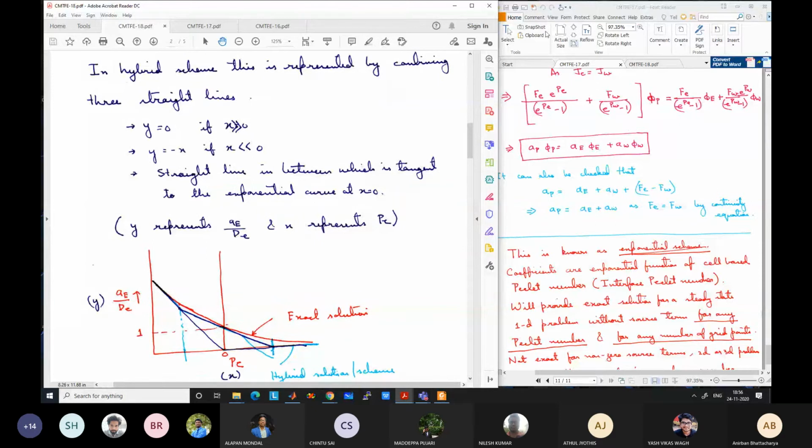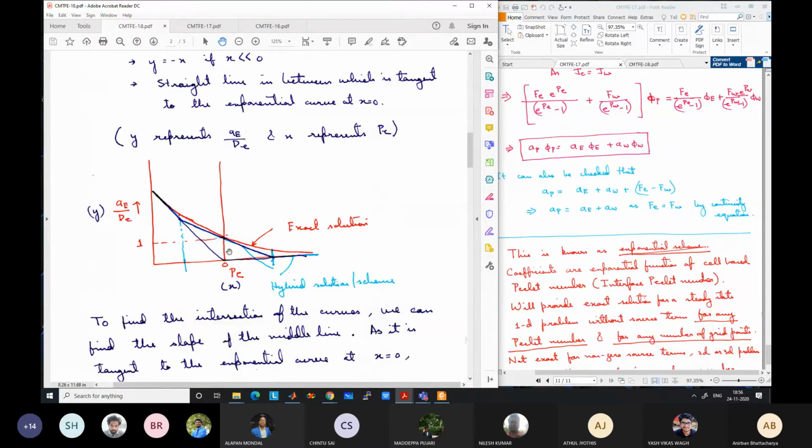y is equal to 0 if x is much greater than 0, y is equal to minus x if x is much less than 0, and it's the tangent in between. So we have to find the line for this equation and the points at which it intersects the other two lines, so that we know up to what point the first equation is valid, a by d equal to, up to what point the second equation is valid, which we have not yet calculated, and from which point the third equation is valid, a by d equal to 0.